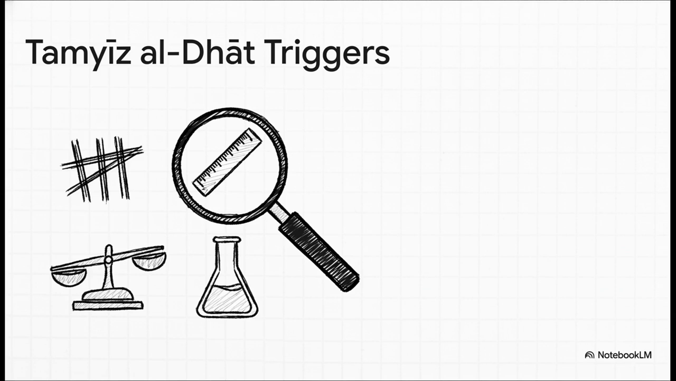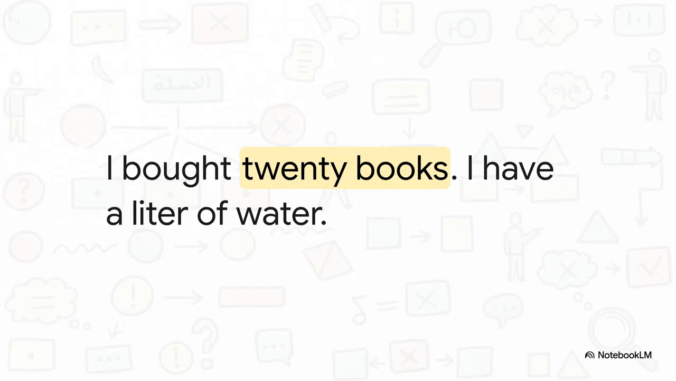Numbers, linear measures, weights, and volumes or capacities. Literally, whenever you see one of these 4, your detective alarm bells should be ringing. Let's act that confusion out again. Imagine I tell you, I bought 20. 20 what? Cars? Apples? The noun 20 is entirely ambiguous on its own. But when I add kitaban, books, the thought is instantly complete. I bought 20 books.